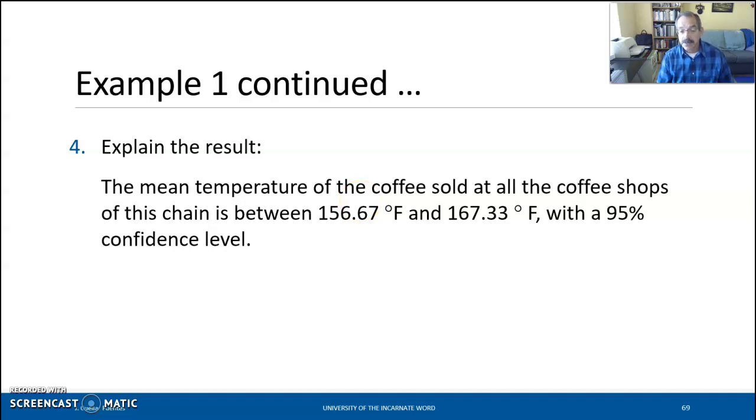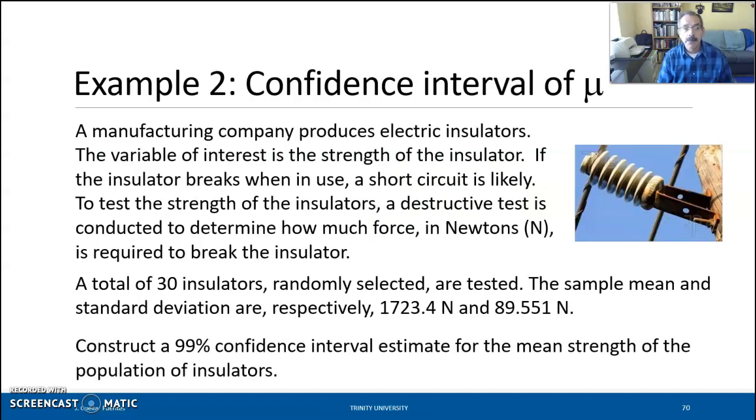So this is the first example. Let's look at the second example. In this case, a manufacturing company produces electric insulators, and these are the ceramic electric insulators. Here's a picture of it. The variable of interest is the strength of the insulator, because if this insulator breaks, then the cables come together and there is a short circuit. So the strength is a key characteristic of these insulators.